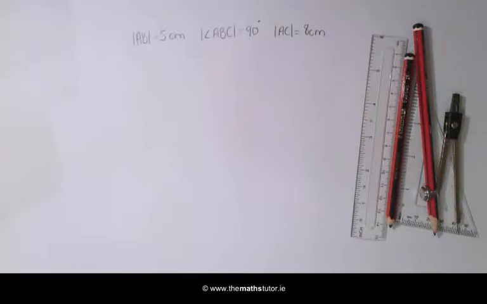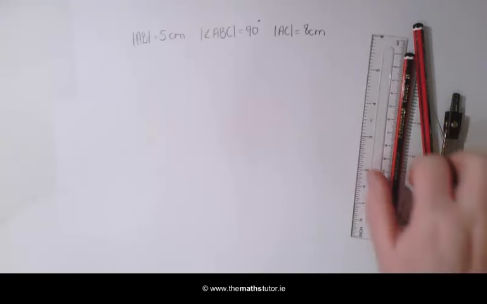We're going to construct a right-angled triangle given the length of the hypotenuse and one other side. In this example, we're going to construct the triangle ABC, where AB is equal to 5 cm, the angle ABC is equal to 90 degrees, and AC is equal to 8 cm.